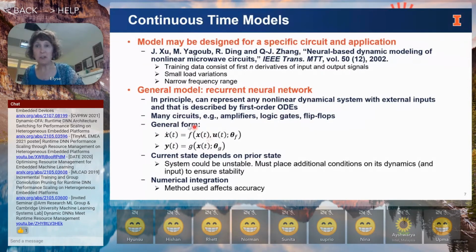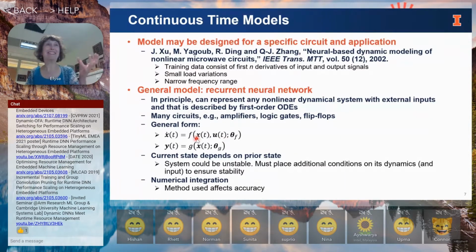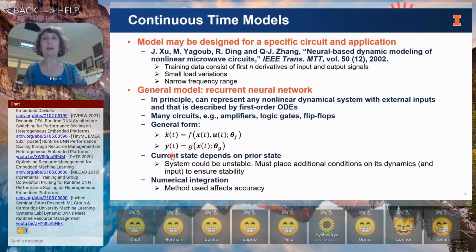Now, I show here in the middle of the page the general form of the RNN model equations. U represents the inputs to the model. X is the state, or the internal state, of the system, and Y are the outputs of the model. Theta F and theta G are the model parameters. The function F is a feed-forward neural network. The function G is a linear or affine function.